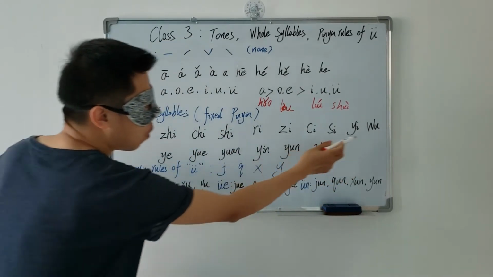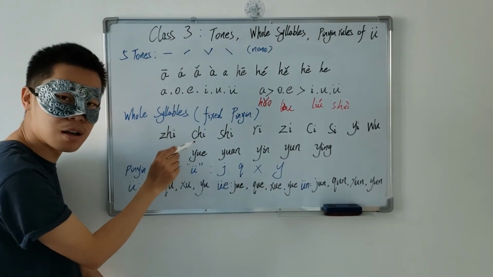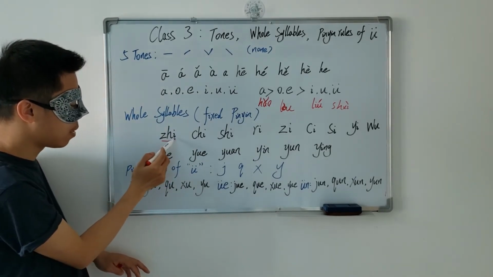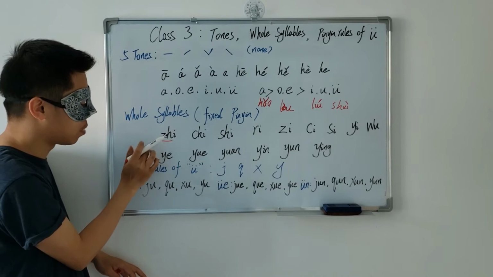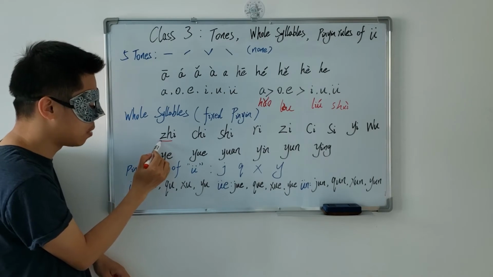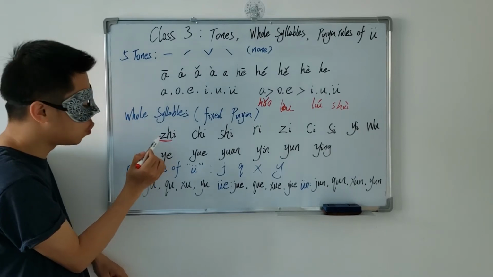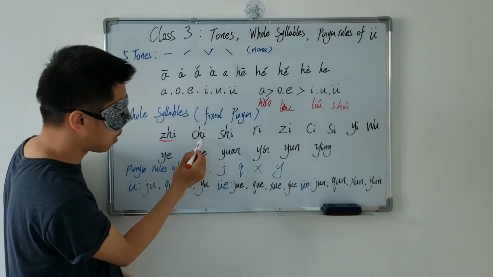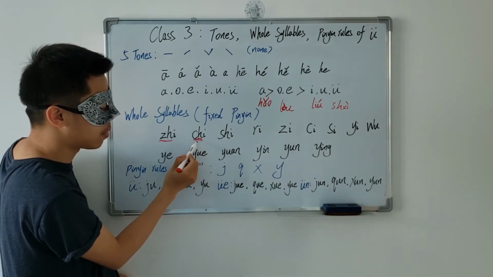The first row of whole syllables is always pronounced the same as their initials. For example, this whole fixed pinyin is pronounced the same as its initial, like G, like George, G. The second one is pronounced the same as its initial, Ch, like chat, Ch.